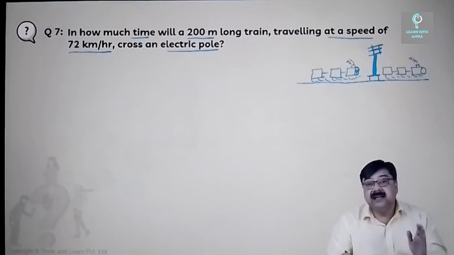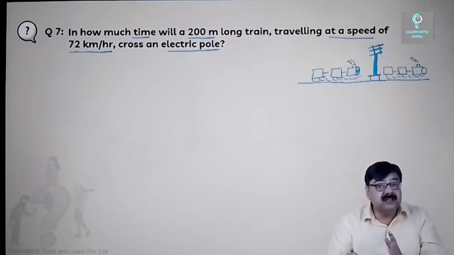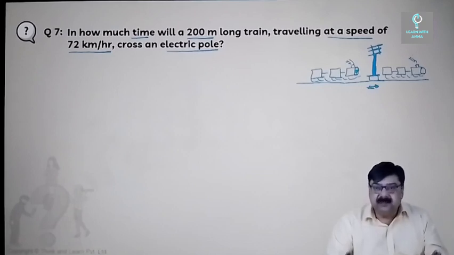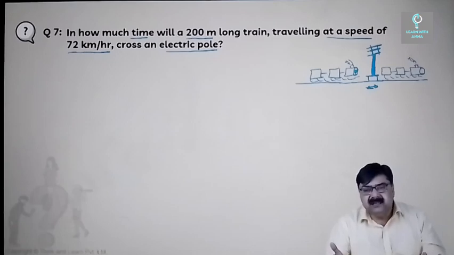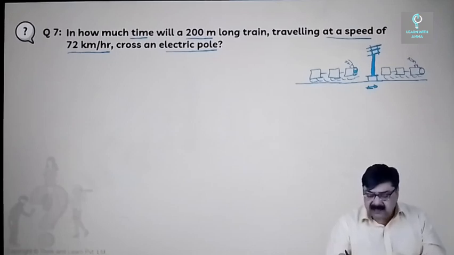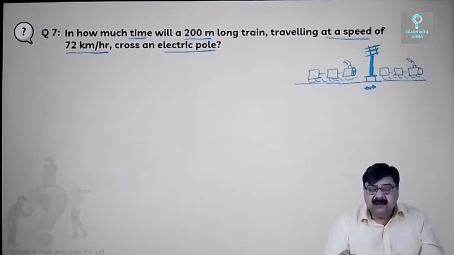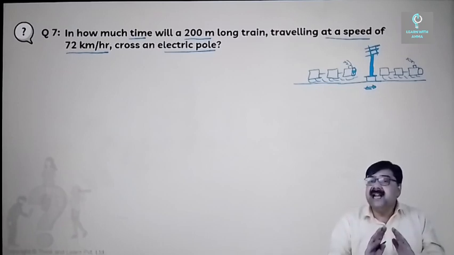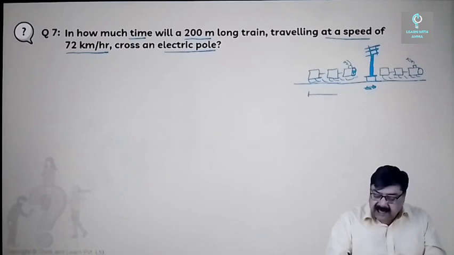We can say that the train has crossed the electric pole completely. The length or the breadth of this electric pole is taken as negligible. It would be in some centimeters, let us say. So as compared to the length of the train, the length or diameter of the pole is taken as 0. Now the length of the train here is given to us as 200 meters.